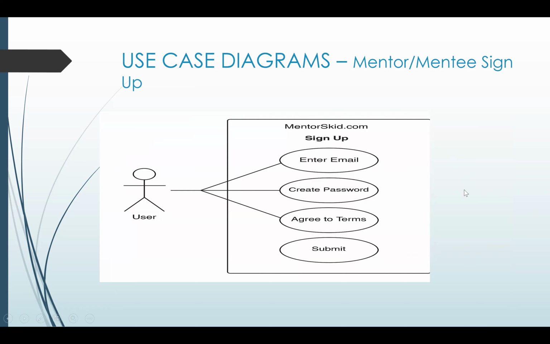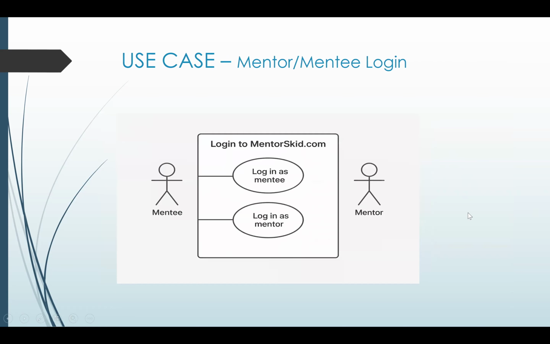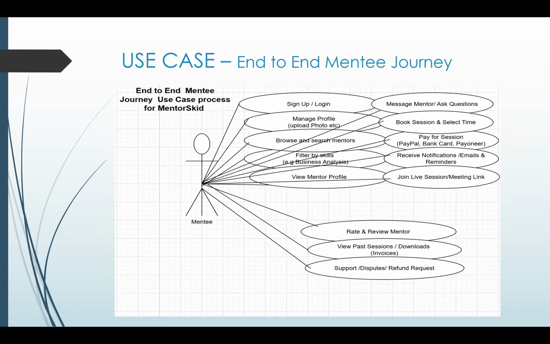So that's the user, and the user would sign up, and from signing up, they need to enter their email, create password. That's another one for mentee and mentor login. There's another use case here. This is an end-to-end mentee journey.